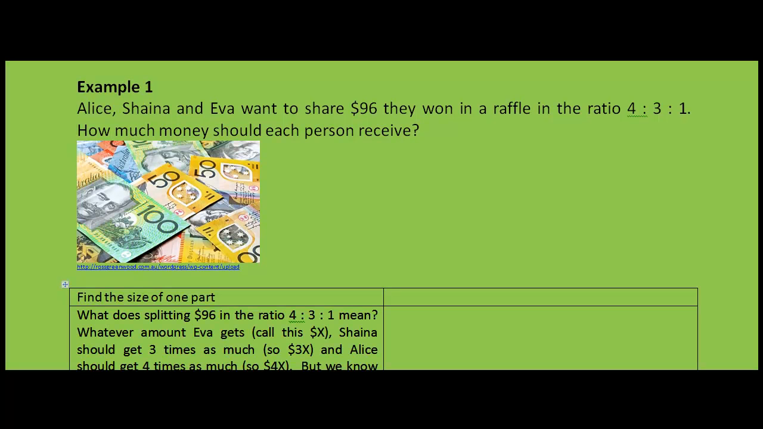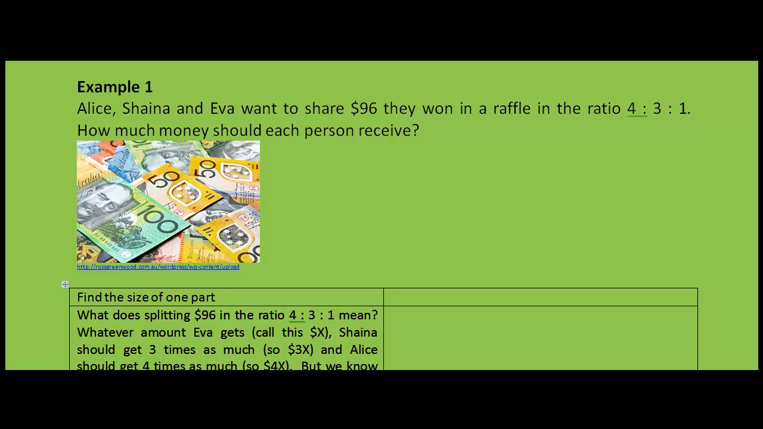Alice, Shayna, and Eva will want to split the money. Alice should get a part of the money, Shayna should get a part of the money, and Eva should get a part of the money. If they were sharing the money equally, it would be fairly straightforward to work out how much each person gets. They would be sharing in thirds, so we could divide the $96 by 3 and we could find out how much each person gets. However, in this question, they are not sharing equally.